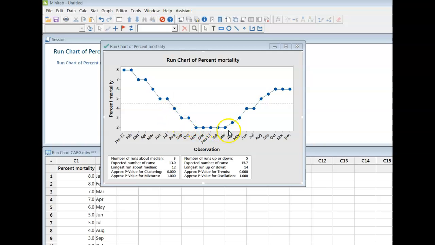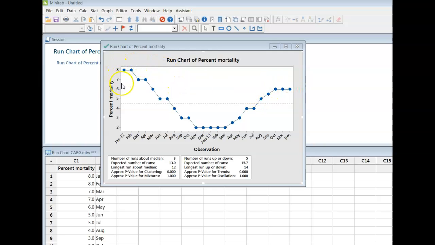My next run is this whole group of data points that are below the median, and there's 1, 2, 3, 4, 5, 6, 7, 8, 9, 10, 11, 12. 12 below the median, and then my data shift again, and I'm above the median, and there's a total of 5 data points here.